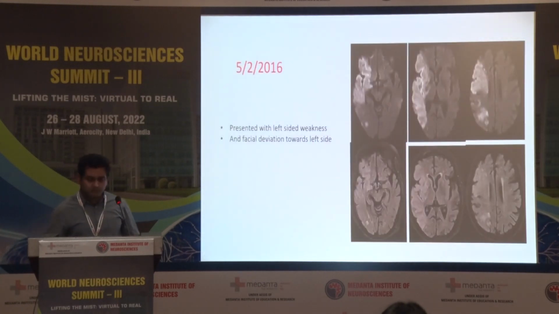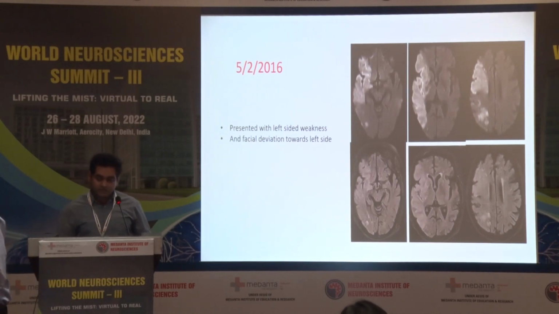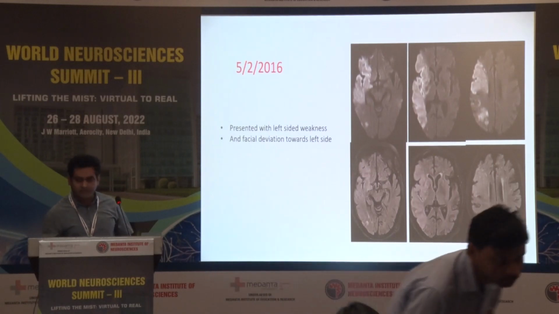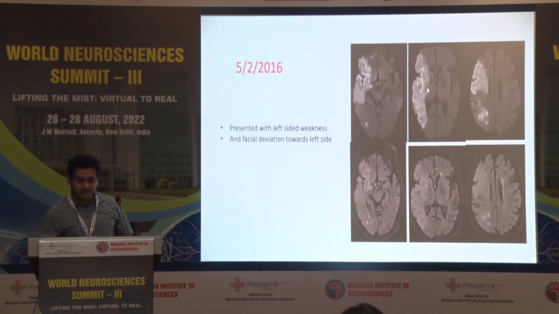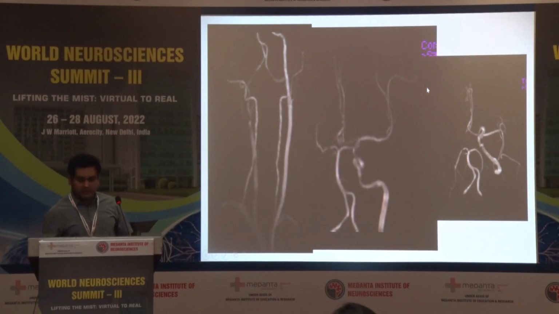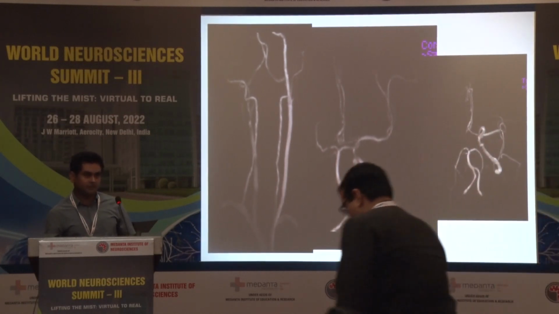Within less than a month, this patient presented to us in the emergency with left-sided weakness and facial deviation towards the left side. We did an MRI which showed a large established infarct in the right MCA territory, with hardly any penumbra left. We can see that the ICA is occluded, and the MCA is not seen here. So it was a complete occlusion of the right-side circulation. The patient had a huge infarct and no penumbra was left. That lies the importance of prevention.